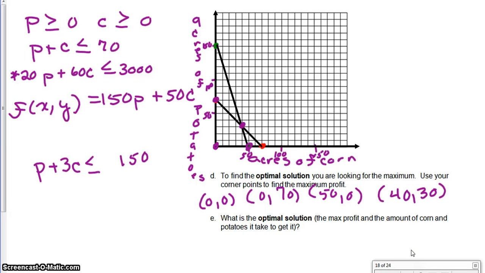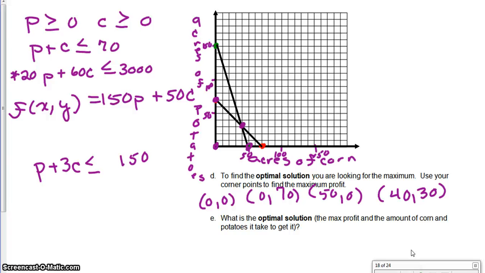If I graph this, please notice where the star is, where I have 20p plus 60c is less than or equal to 3,000. We need to realize that all of those are divisible by 20. And so Mrs. Rose has them down here where it's p plus 3c is less than or equal to 150. When I graphed these, the feasible region is bounded by these corners, (0, 0), (0, 70), (50, 0), and (40, 30). And so you can take those and substitute them into the function to find out where you're at.